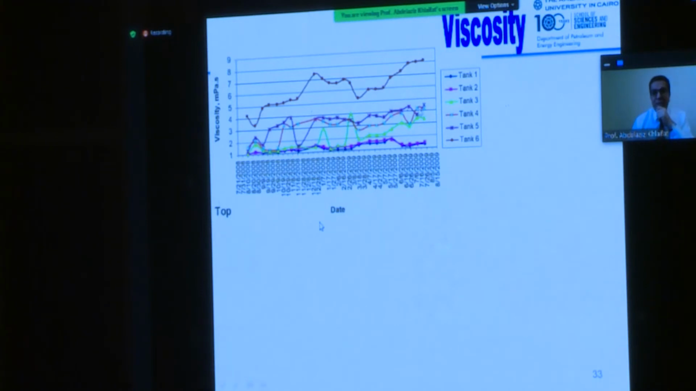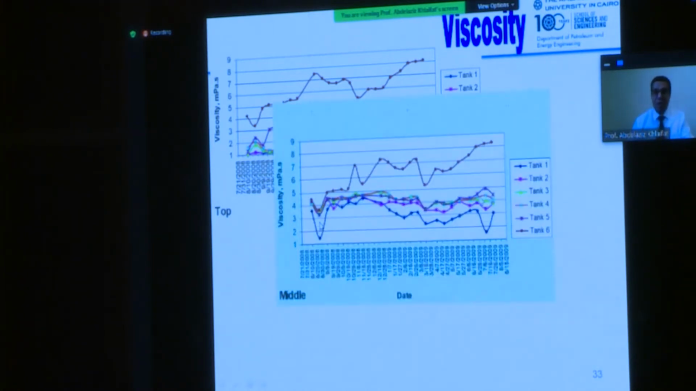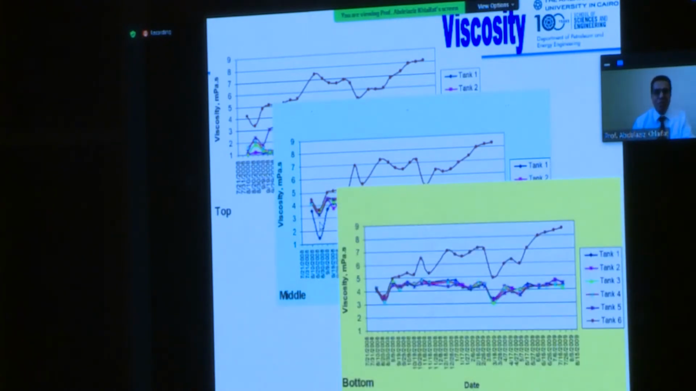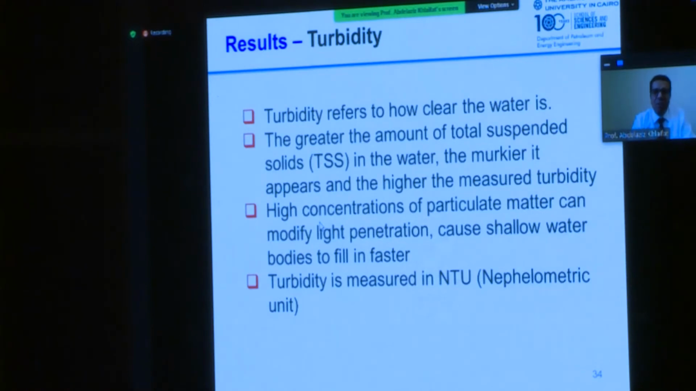And the next tank that behaves similarly or closely is the rejected brine tank. In the middle, many tanks have similar behavior, and at the bottom, the one that can be distinguished from all other tanks is the Dead Sea, while all other tanks in terms of viscosities behave the same.